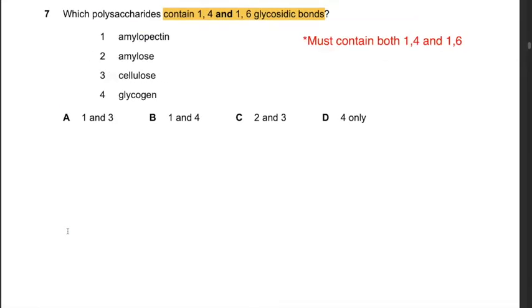Question 7. Which polysaccharides contain 1,4 and 1,6 glycosidic bonds? Now it must contain both 1,4 and 1,6 glycosidic bonds, and both are only present in amylopectin and glycogen. Hence the answer is B, 1 and 4.